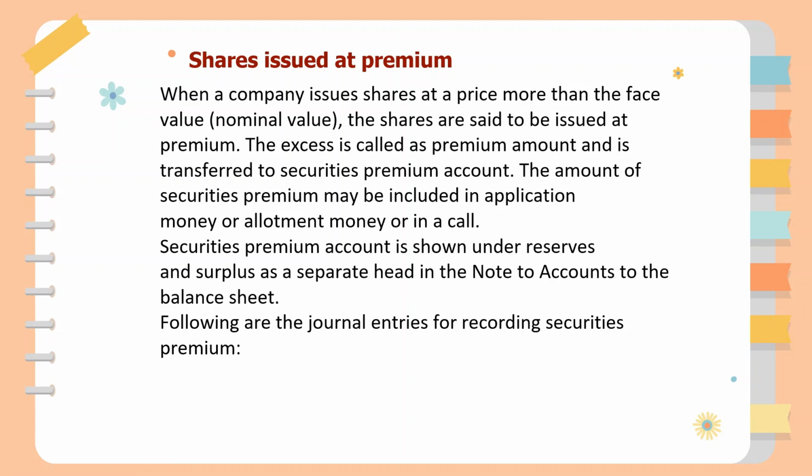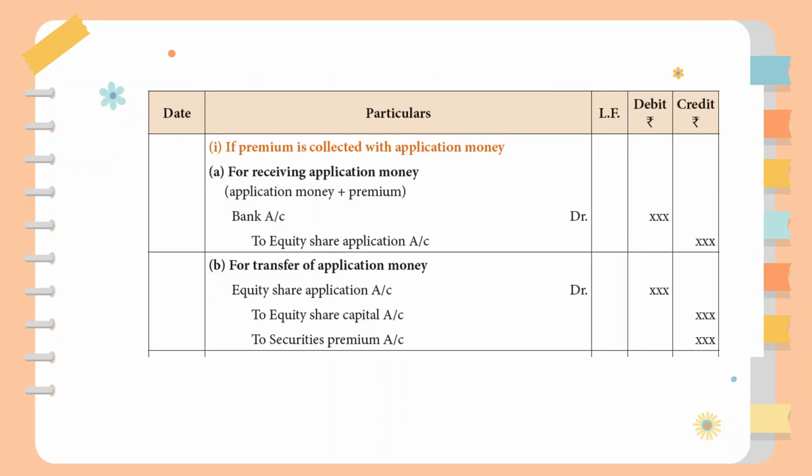Now shares are issued at premium. When a company issues shares at a price more than the face value or nominal value, then shares are said to be issued at premium. The excess is called premium amount, and it is transferred to securities premium account. Now we'll see this premium can be collected in the application money stage, or it can be collected in the allotment stage, or even in the call money stage.